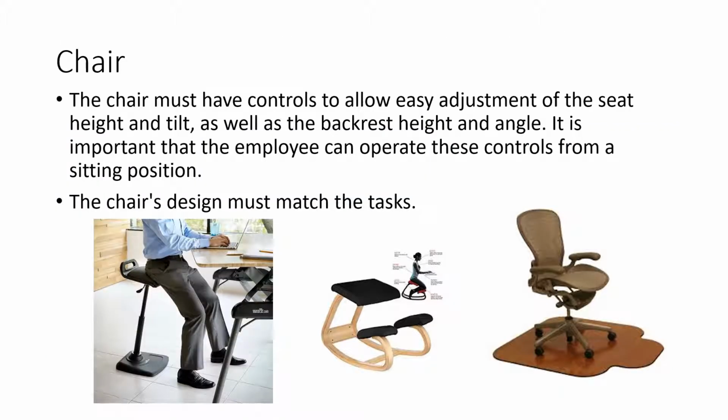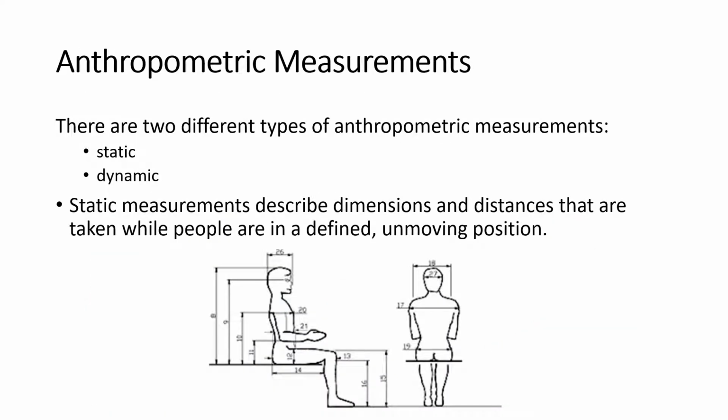The other important issue for sitting jobs is the chair. And it's important that the chair be adjustable and also be appropriate for the type of tasks that the people usually do during that job. Most of the chair designs are based on anthropometric measurements. You know, we have two types of anthropometric measurements. One is static, the other one is dynamic.